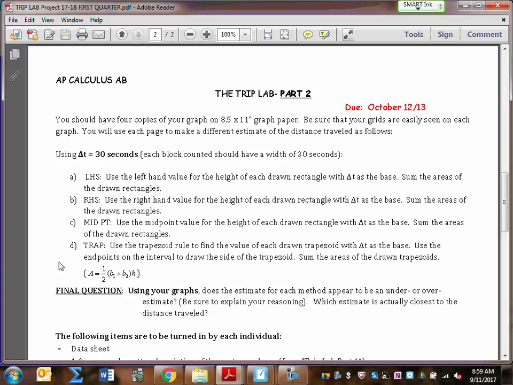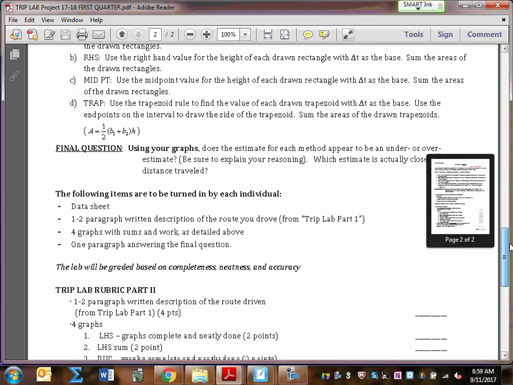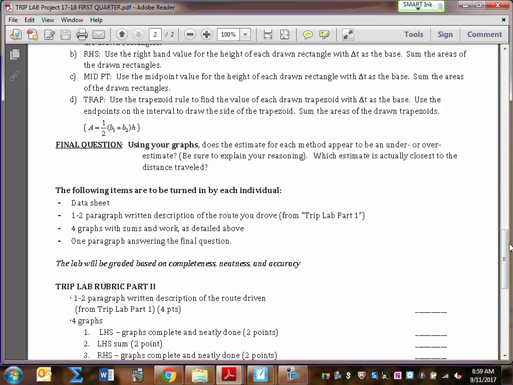And then there's the final question. Using your graphs, does the estimate for each method appear to be an under or overestimate in comparison to the actual distance you traveled from that odometer reading, and which estimate is closest to the distance traveled?